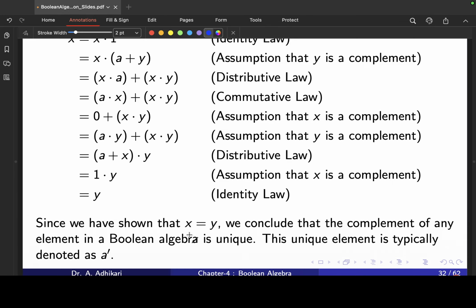Since we have shown that X equals Y, we conclude that the complement of any element in a Boolean algebra is unique. This unique element is typically denoted by A'. So A' is the unique complement of the element A.